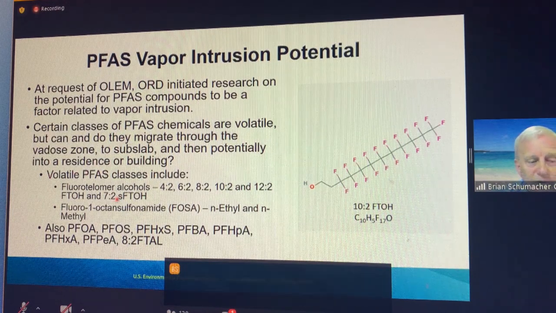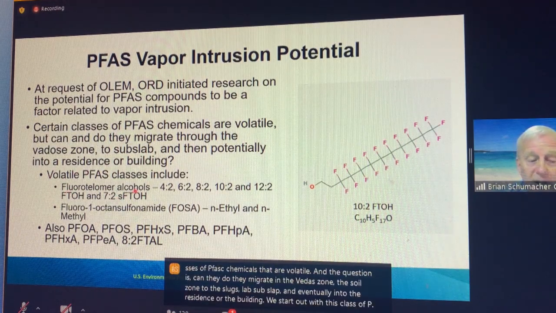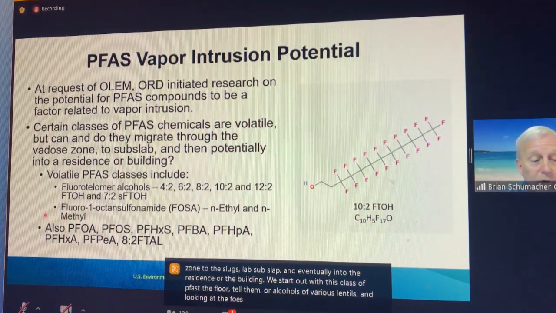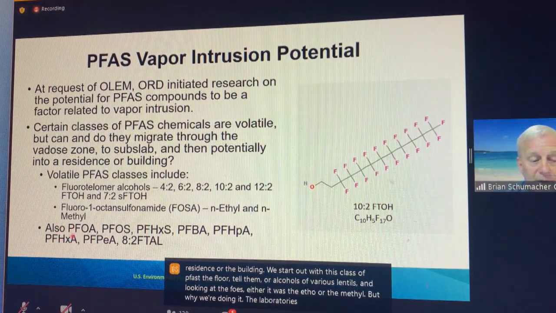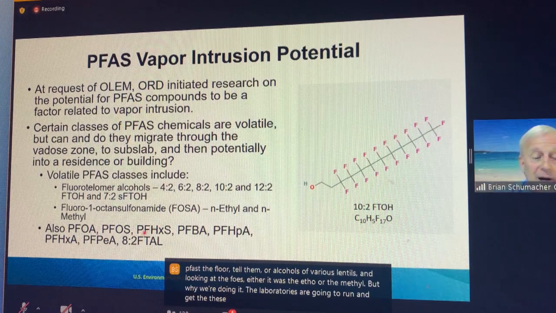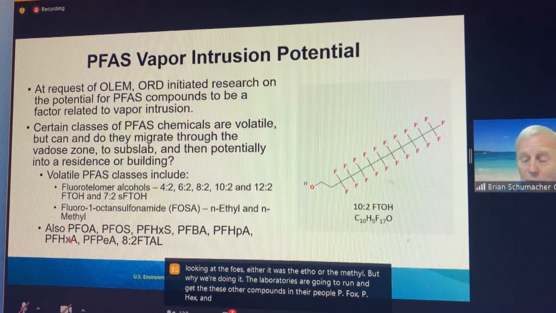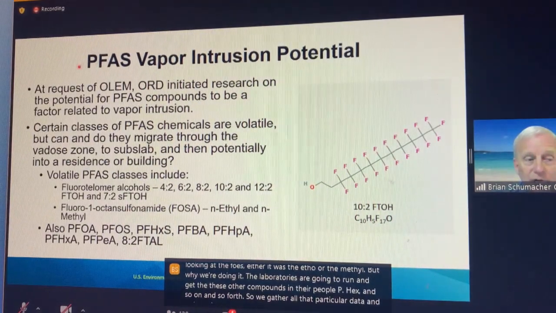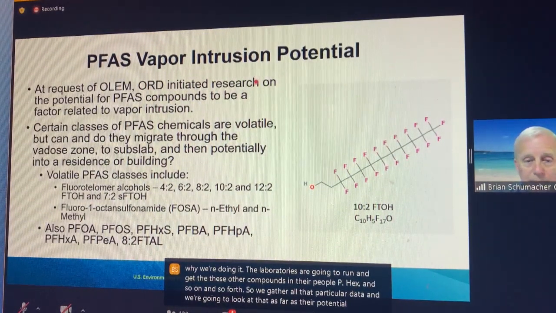We started out with this class of PFAS, the fluorotelomer alcohols of various chain lengths, looking at them as either the ethyl or the methyl. But while we're doing it, the laboratories are going to run and get these other compounds in there, PFOA, PFOS, PFHxS, and so on and so forth. So we gathered all that particular data, and we're going to look at that as far as their potential for vapor intrusion.